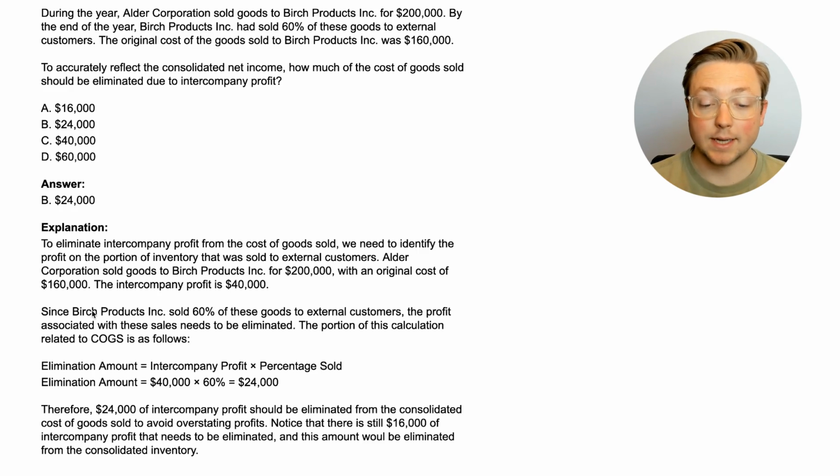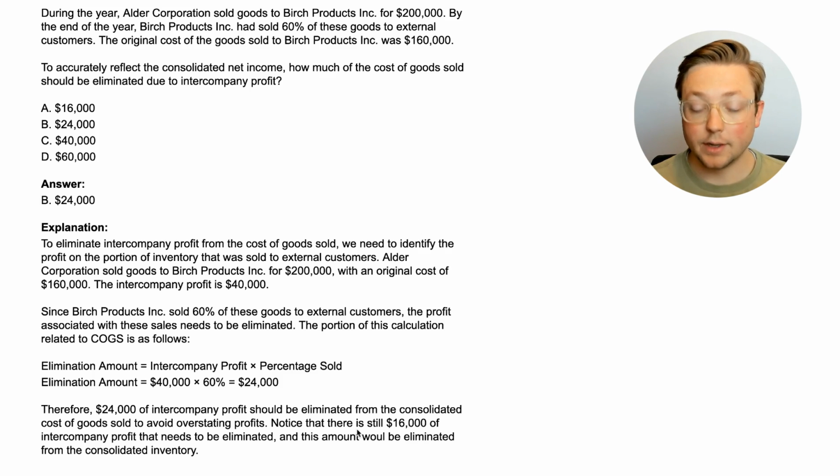Since Birch Products, Inc. sold 60% of these goods to external customers, the profit associated with these sales needs to be eliminated. We already talked about that. The portion of this calculation related to COGS, cost of goods sold, is as follows. You take that total intercompany profit, $40,000, and you multiply it by the amount of the inventory that was sold, which in this case was 60%. So $24,000 of the intercompany profit has to be eliminated from cost of goods sold during the consolidation.